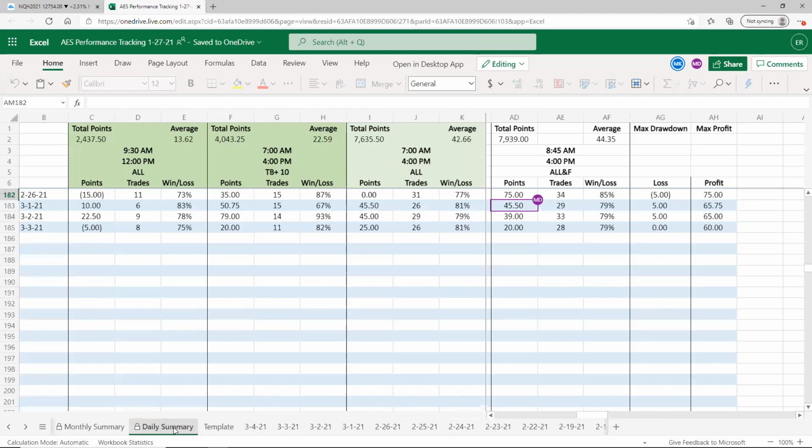So there's a few categories that we track using our personal trading plan. The personal trading plan is really key to building your trading business and to projecting your growth. It uses your actual performance. So the categories that we track on our personal trading plan is the 9:30 to noon, AES signals only. The 7 to 4, trend bias and continuation signals only. And then the 8:45 to 4, all signals and fractals. This specific category is everything that we call out in the live trading room, so from the moment we open to the moment we close the room.